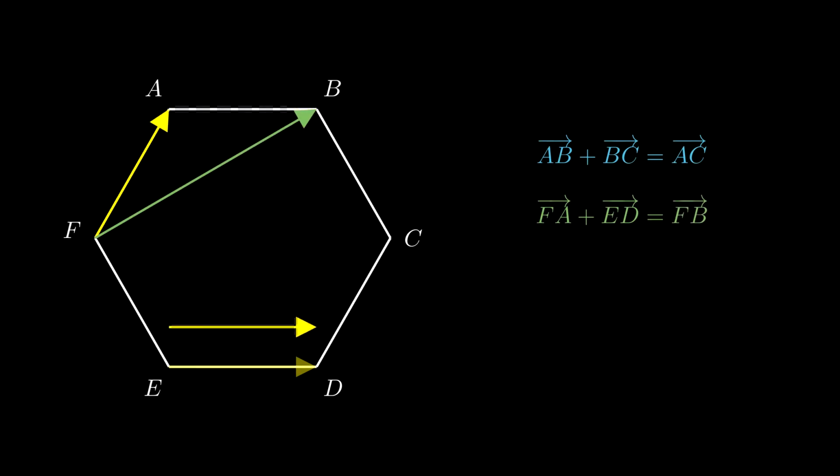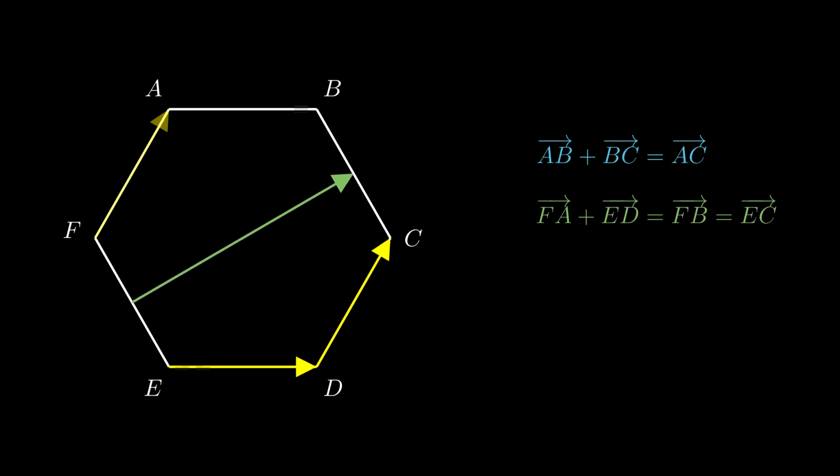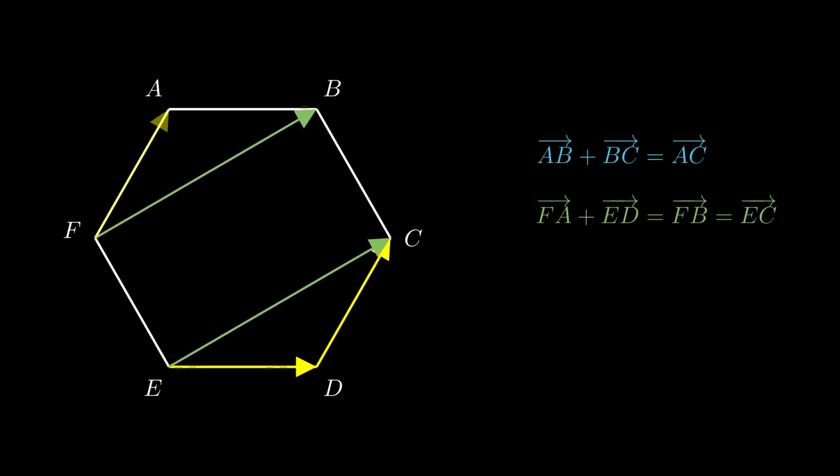But we could have also done it the other way, so by moving FA across like that. In that case, we'd naturally go from E to D, then from D to C. Now that would be going from E to C, so vector EC could be our answer. And it shouldn't bother us that we have two different looking answers, because really they are the same vector. They move the same length in the same direction. So it's just like having two different names for the same object.